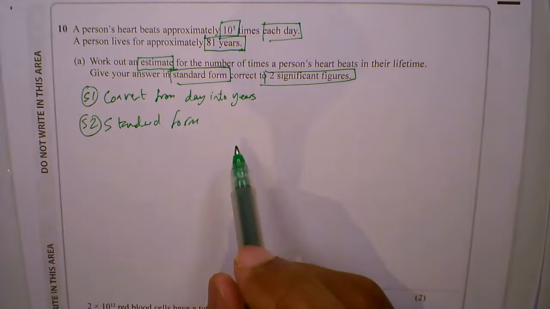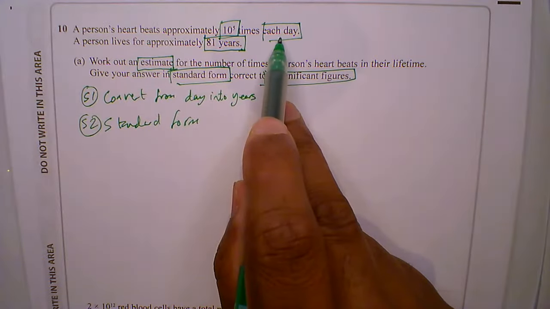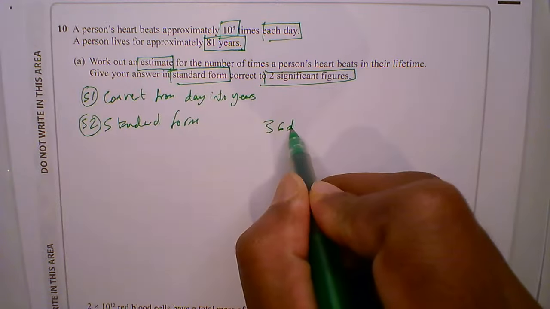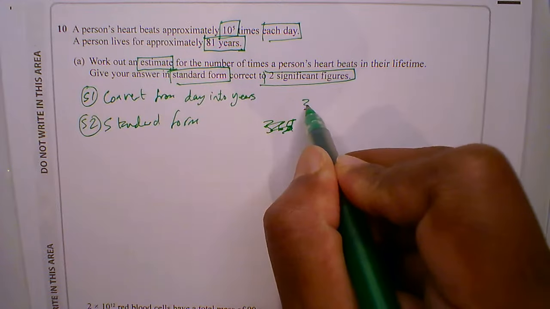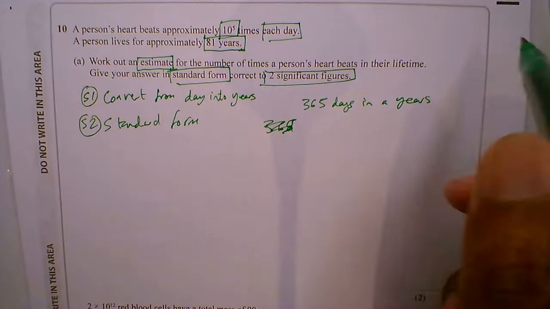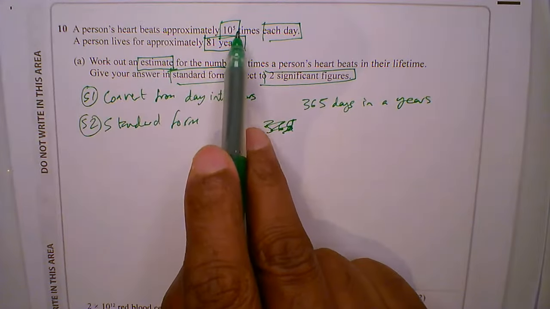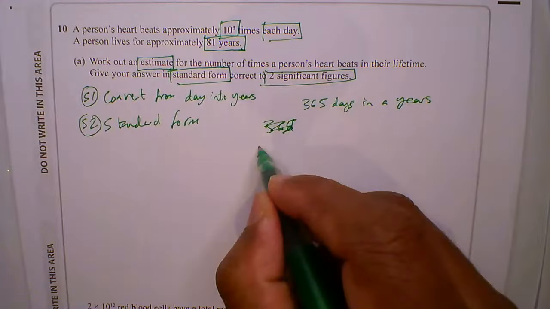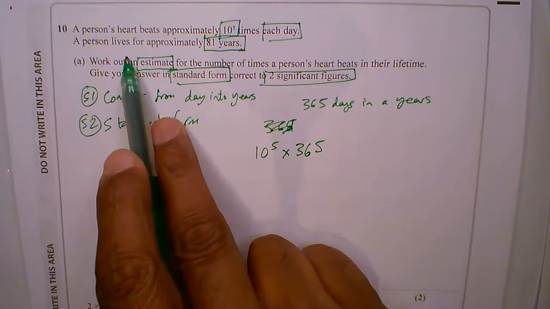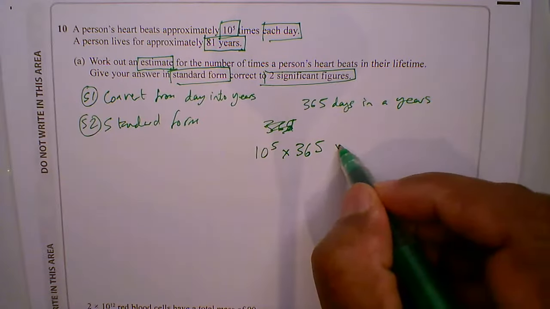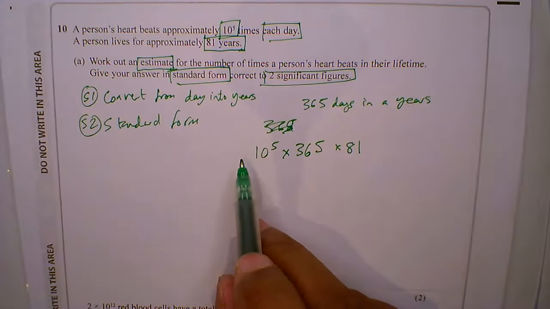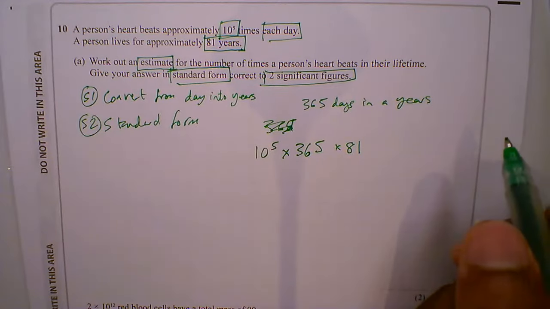So first of all, let's convert the days. So how many days are there in a year? There are 365 days in a year. So I've got a person's heart beats approximately 10 to the power 5 times each day. So I've got 10 to the power 5 times by 365 days in a year. And the person lives for 81 years. So I'm going to multiply that by 81. Okay. And I can put that into my calculator.